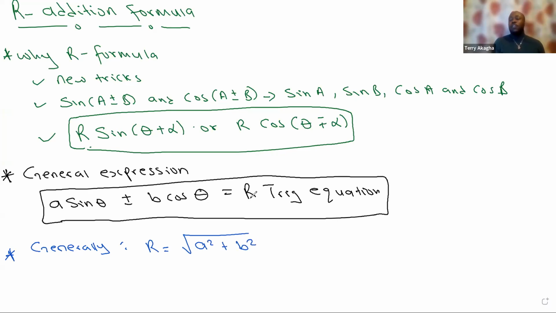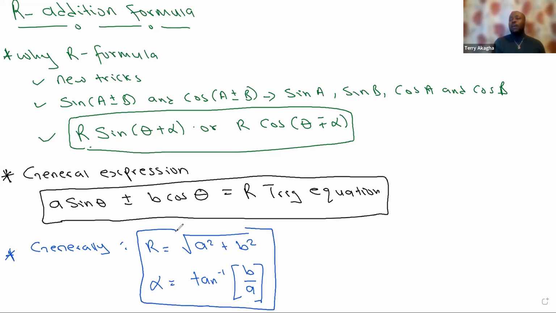So to get the value of R, the square of the coefficient of sine theta plus the square of the coefficient of cos theta will give you R squared. And to find alpha, the angle between both of them, alpha will be equal to the tan inverse of B over A. It is very important for you to know this shortcut. There are other ways of deriving R and alpha, but these are the quicker way to do it.